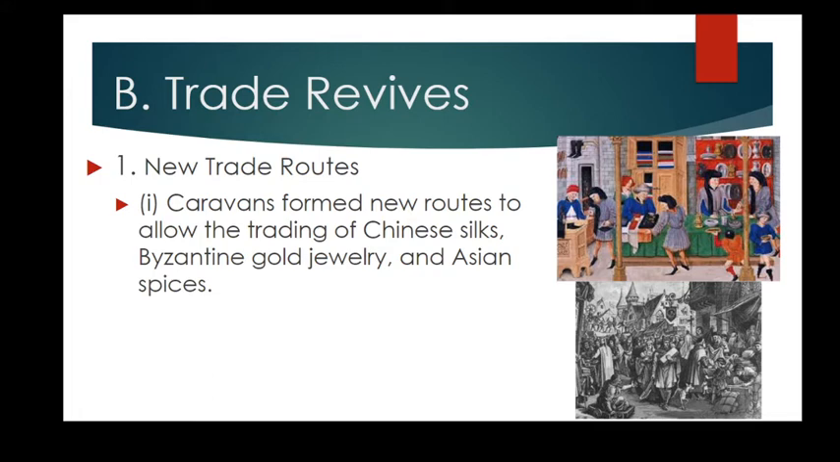The Byzantines had gold and jewelry. The Asians had spices. This trade route is going to impact a lot of people. In fact, Columbus's whole purpose in trying to find an all-water route to the Asian continent, to India, is that he's trying to find a way to quickly trade for the spices that the Europeans want so badly, without having to go over very dangerous land routes.